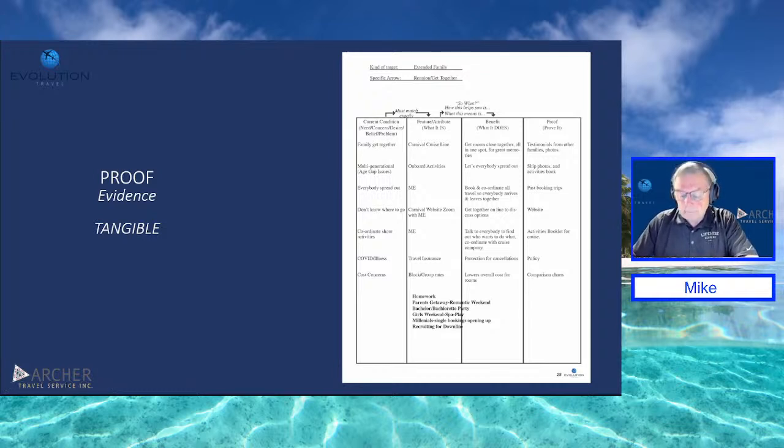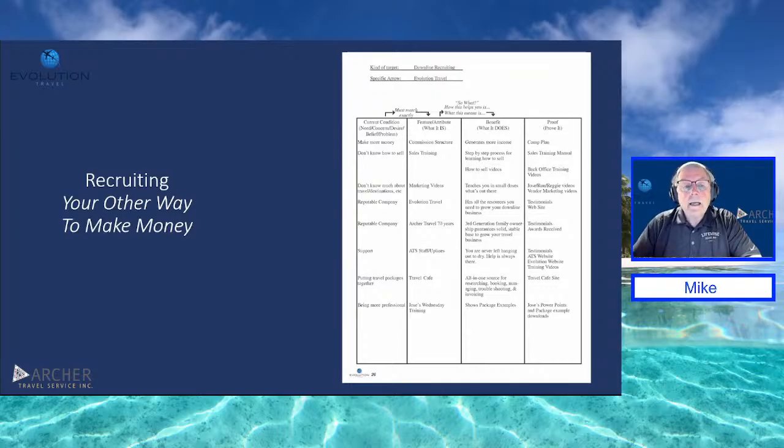If you look at page 25, it is geared specifically to travel. It's geared specifically to Archer Travel Service and selling travel. Page 26, which is your other way to make money, so your target is downline recruiting and your arrow is Evolution. So now you can go into all your Evolution stuff and say, why would Evolution be attractive to somebody who wants to make money selling travel?